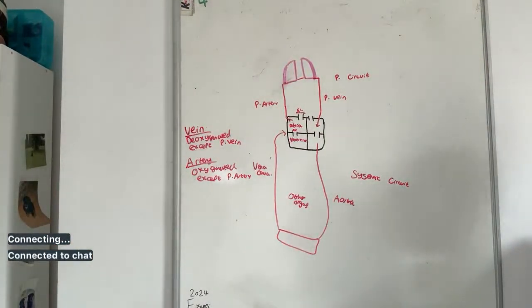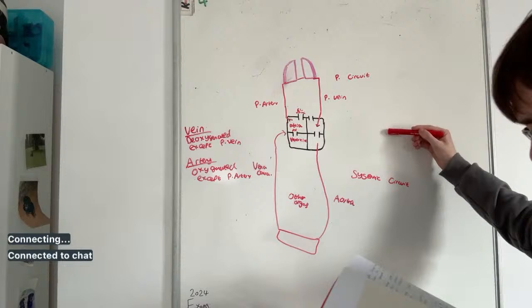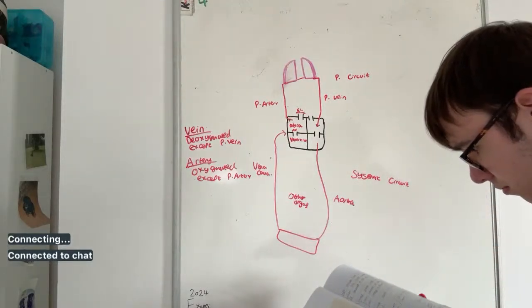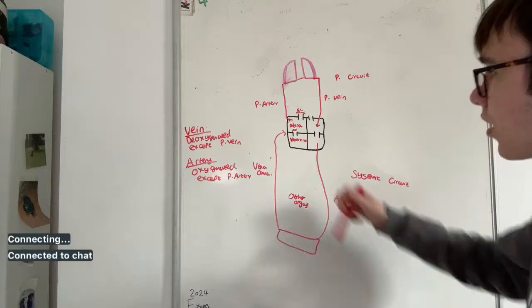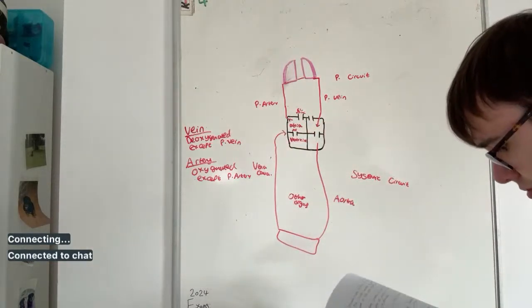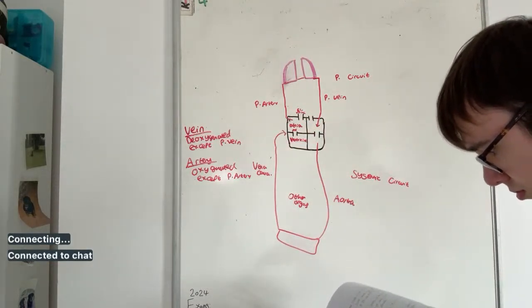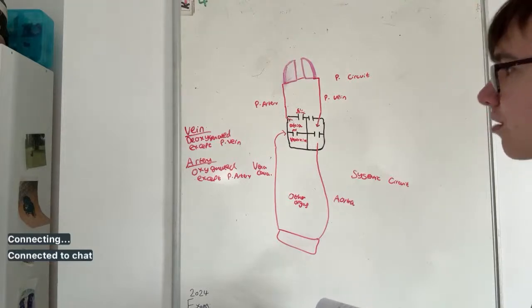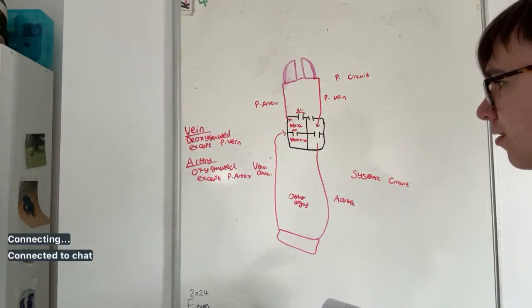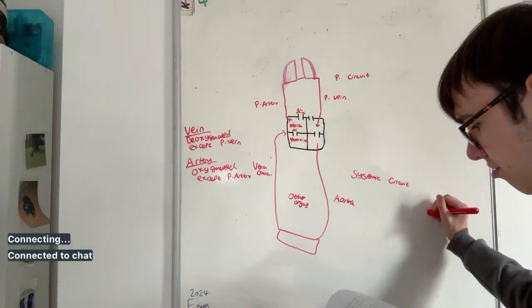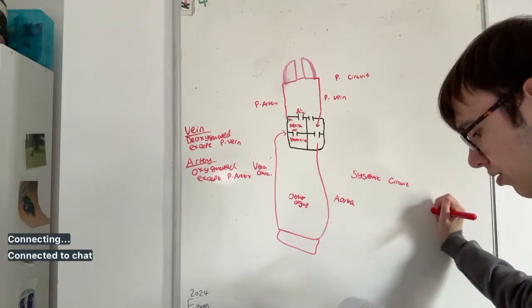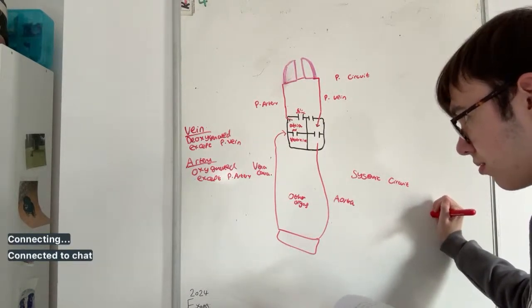Let me check. Your lungs go to pulmonary vein. Okay, well I got the order right. Pulmonary artery and vena cava is for deoxygenated. Yeah.